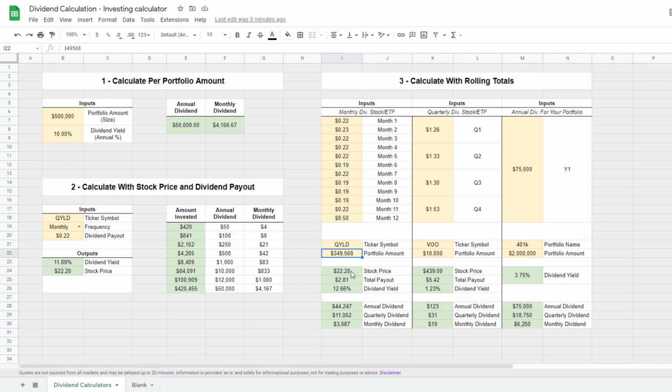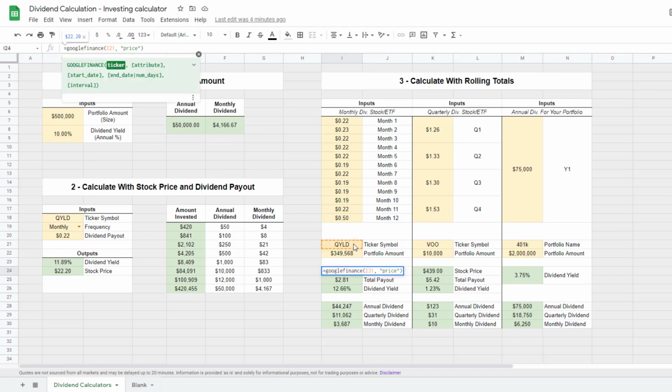I just put in a random number. So remember, the yellow is all inputs, and then the greens are your calculations or your outputs. The stock price is received by typing in Google Finance and then clicking the cell number, which has our ticker symbol in it, and then "price" in quotes. And that'll give you your current stock price.